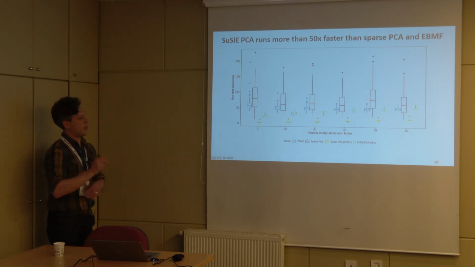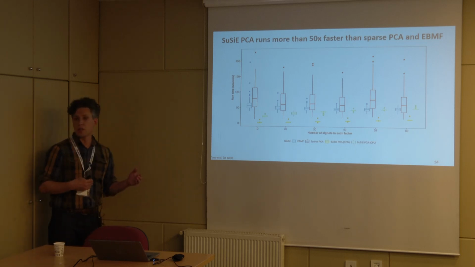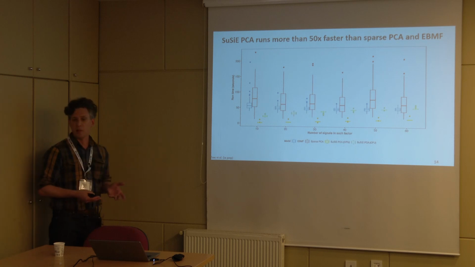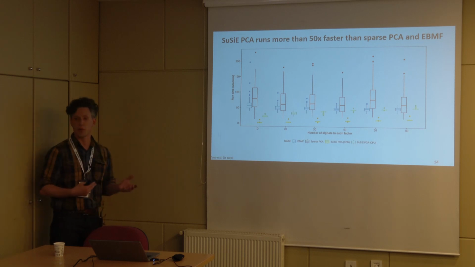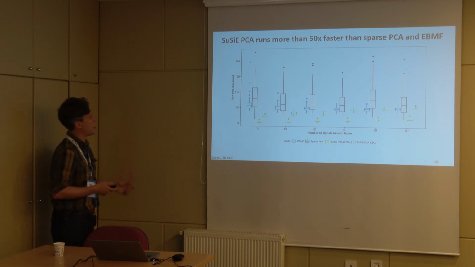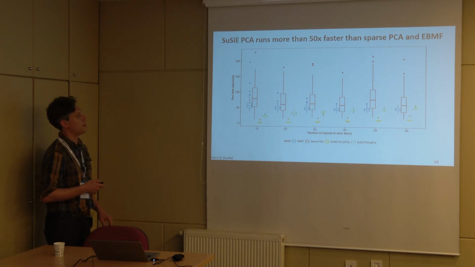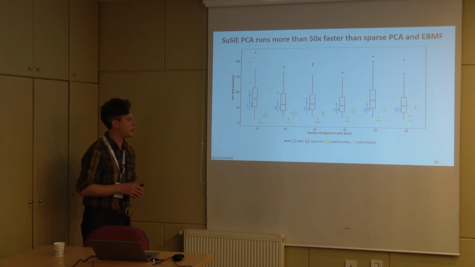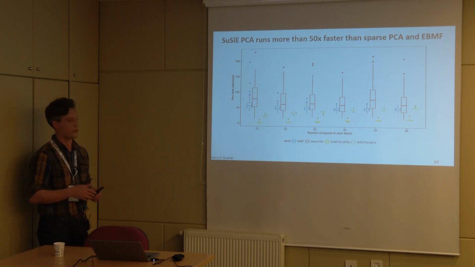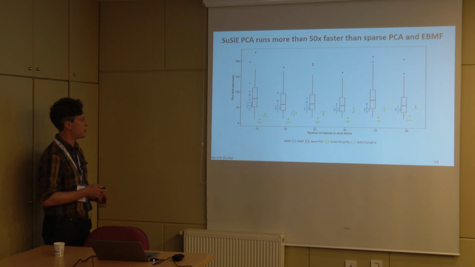Okay, great. So now that through simulations we've demonstrated that using PIPs is a better means to select features, and that SuSiE PCA outperforms these other approaches across a couple of metrics and different parameter settings, in addition to that, SuSiE PCA runs up to 50 times faster than these other two approaches. Again, that's because it's more or less quasi-linear with respect to the data, maybe with some additional constants from the number of latent factors.